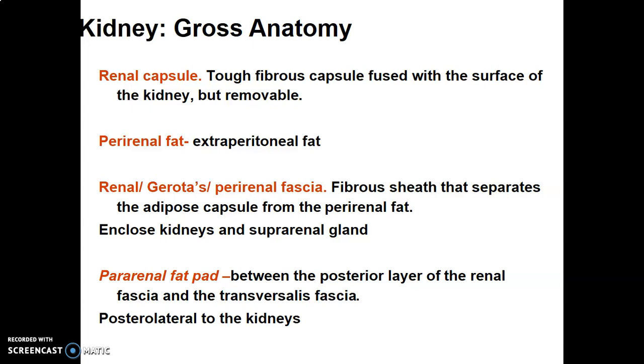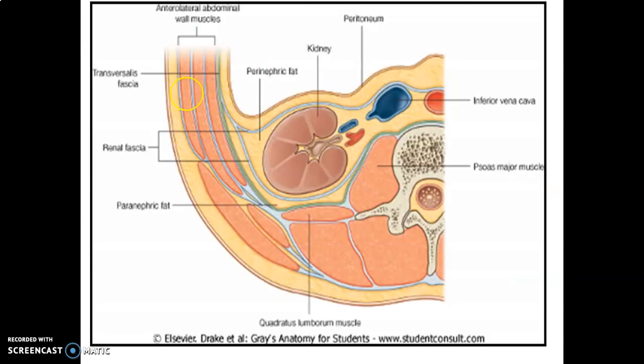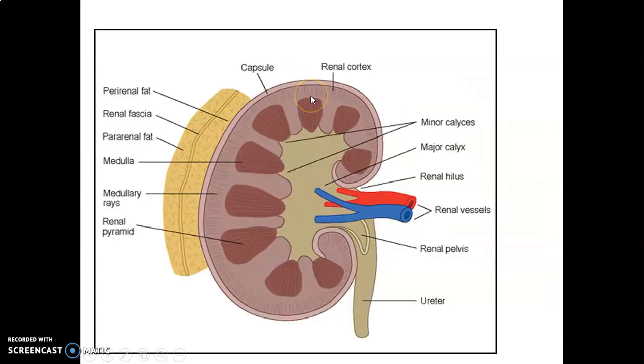Then pararenal fat pad. It's between the posterior layer of the renal fascia and the fascia transversalis. Usually, this pararenal fat pad is posterolateral to the kidneys. So again, this is your kidney. It has a capsule, then perinephric fat, renal fascia there, and paranephric fat. Okay, so we now proceed.